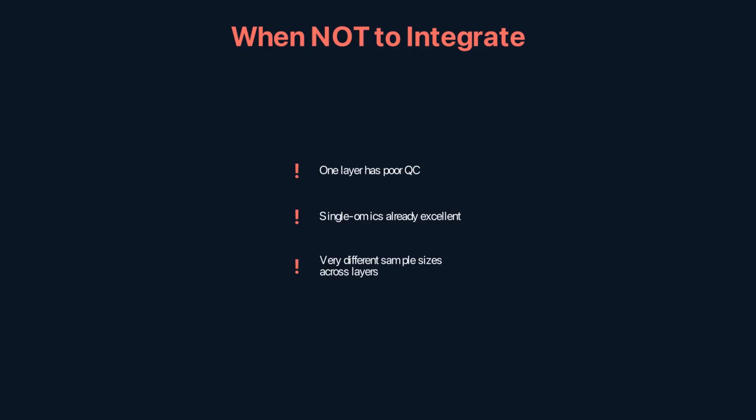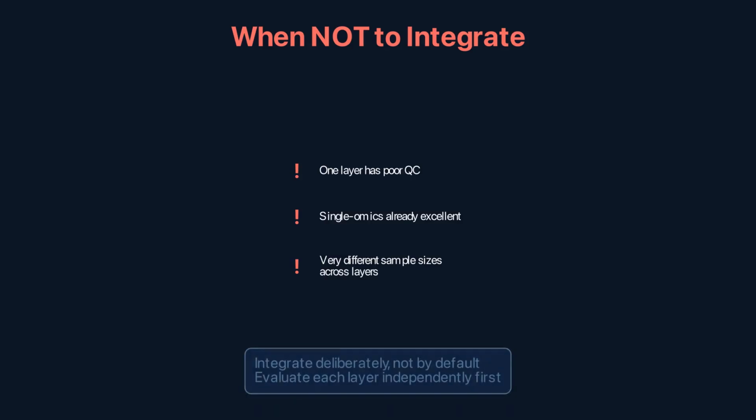And if your sample sizes are very different across layers, 10,000 cells with RNA, but only 500 with protein, the small sample layer dominates and the integration produces artifacts. Integrate deliberately, not by default.